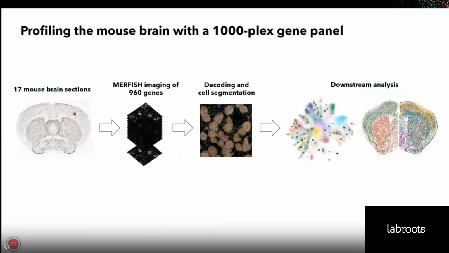Okay, let's go to the more interesting part of today's presentation: how the data look. In the mouse brain showcase, I prepared 17 fresh frozen mouse brain coronal sections with a 1000 gene panel designed for the mouse brain, including both cell typing and cell-cell signaling genes. After MERSCOPE imaging and data processing, I combined the gene expression matrix from all the samples for downstream analysis, which provides insights into the molecular and cellular architecture of the mouse brain.